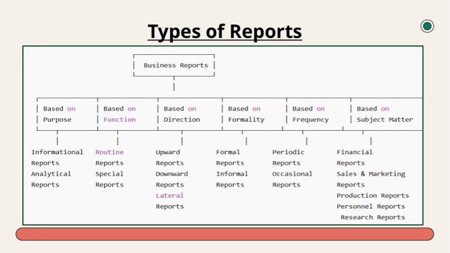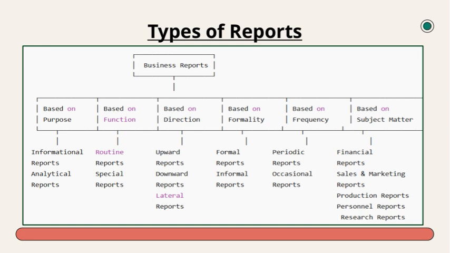First, there are status reports which are designed to give an update on current progress, highlighting what has been accomplished and any issues that need attention. These are essential for keeping everyone on the same page. Next, we have analytical reports which go a step further by examining data in detail to uncover trends, patterns, or insights. These are especially useful when making strategic decisions or solving complex problems.